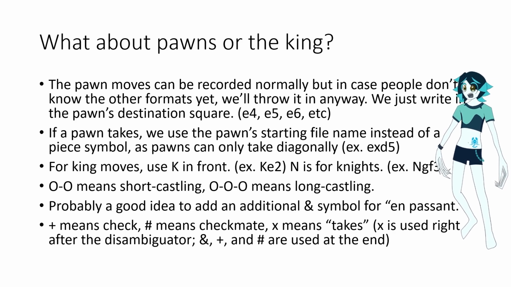0-0, well, we actually use capital O, but whatever. Capital O means short castling, so that's the usual castle where you castle from the E file to the G file, right? And then queenside castling is O-O-O. That's long castling.